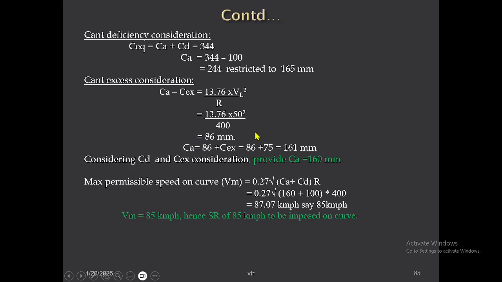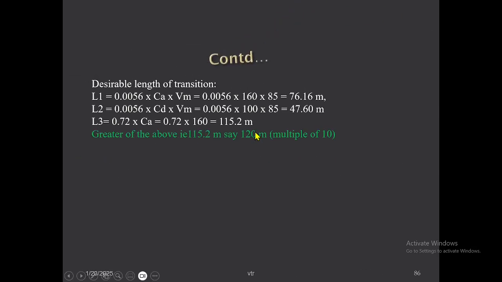Then they asked for the desirable length of transition also in the problem. We know pretty well that we have 3 equations. Out of 3 formulae, the greater value we have to choose. The first one is based on the rate of change of cant actual, that is 0.0056 into Ca into Vm. The second one is 0.0056 into Cd into Vm, the rate of change of cant deficiency consideration. The third one is based on your cant gradient, that is 1 in 720 cant gradient.